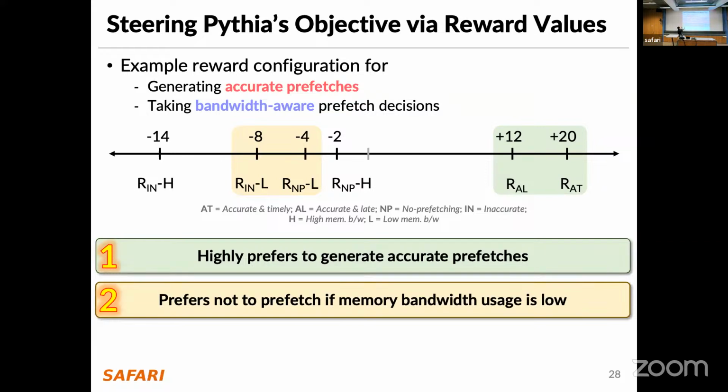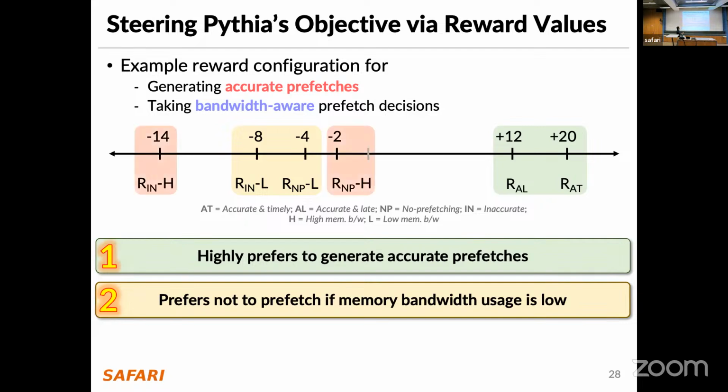You can also switch this. You can say that if my memory bandwidth usage is low, I'm going to make Pythia much more aggressive. So basically, I would change the values here. I would say inaccurate prefetch would have a higher reward as compared to no prefetch. In that case, Pythia would become more aggressive if your bandwidth usage is low.